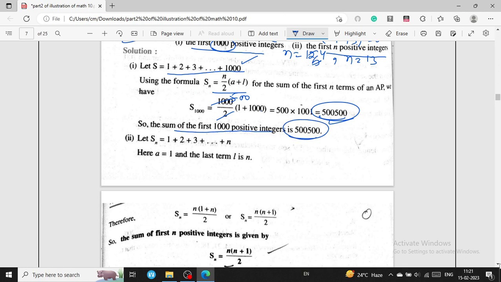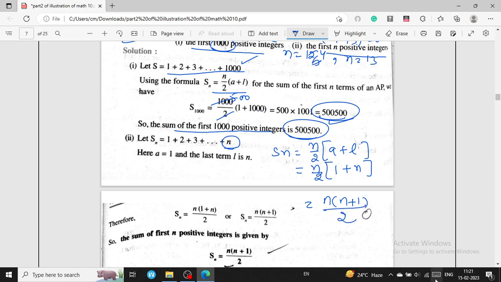Now we have to find the sum of first n positive integers. So the last term will be n. You have to put here the formula Sn is equal to n over 2 times (a plus l). a is given 1, l is n. Now you can see the answer will be n times (n plus 1) over 2. This is your answer, the sum of first n positive integers.